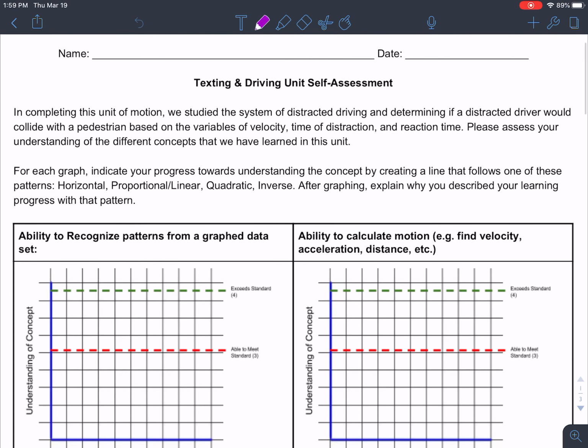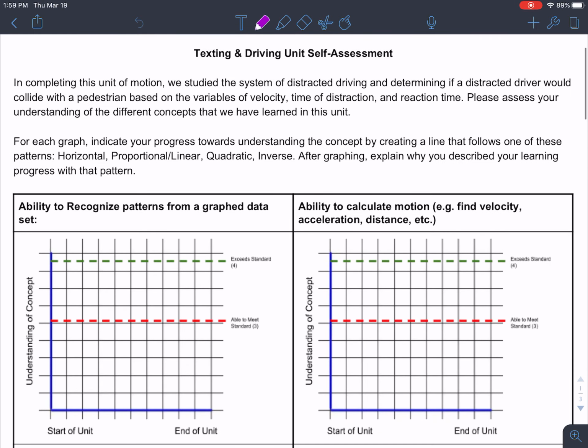Hey, so we may get some updates next week about what to do and what learning will look like, but in the meantime, I did just want to wrap up our texting and driving unit with a quick self assessment. You'll find this assignment on Canvas as well as the instructions. So again, I'm just going to briefly go over these instructions.